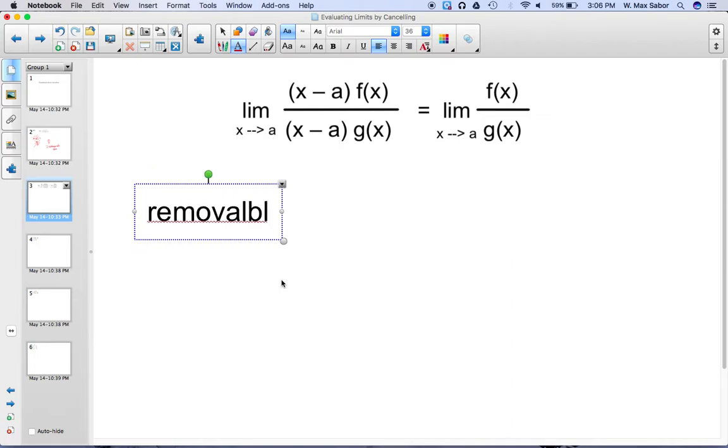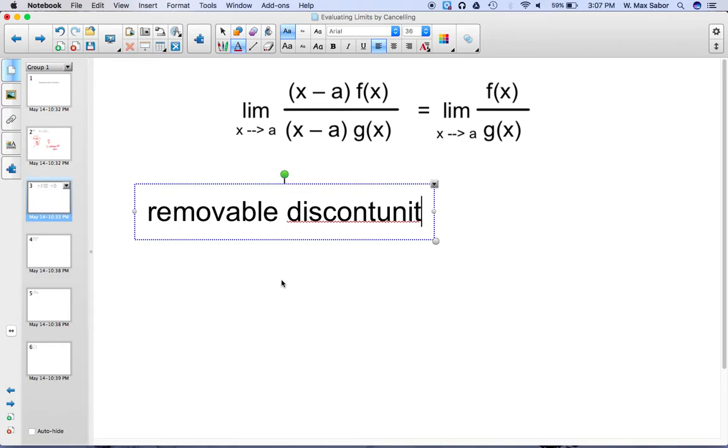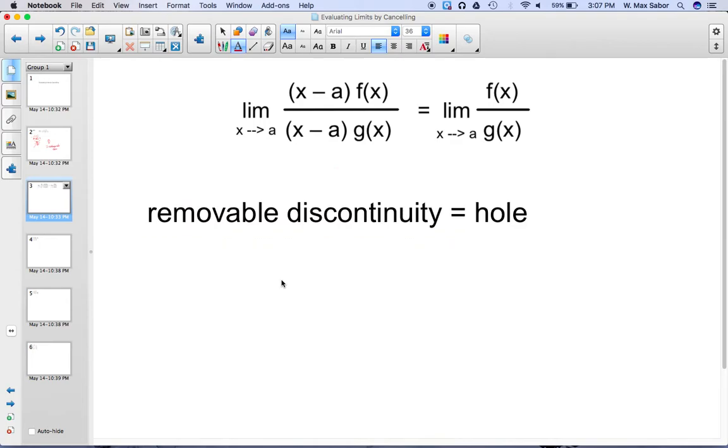Removable discontinuity is equal to a hole. We've talked about this in terms of rational functions before, but when we take the limit as x approaches a of something like this, we are allowed to cancel out these factors even if x is approaching a, meaning that this would become a minus a over a minus a. We can do this if the exact same factor is listed in the numerator and denominator. We can cancel that out.